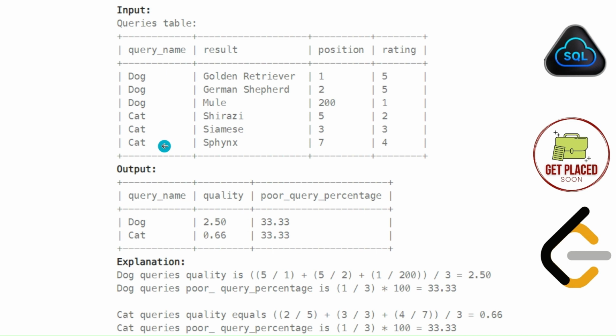Similarly, let's see for cat. For this particular entry, what will be the ratio? The ratio will be rating divided by position, that is 2 by 5. But we want to find the average ratio of all these three. Therefore, 2 divided by 5 plus 3 divided by 3 plus 4 divided by 7. How many entries? 3 entries. Therefore, divided by 3, you will get 0.66 quality.